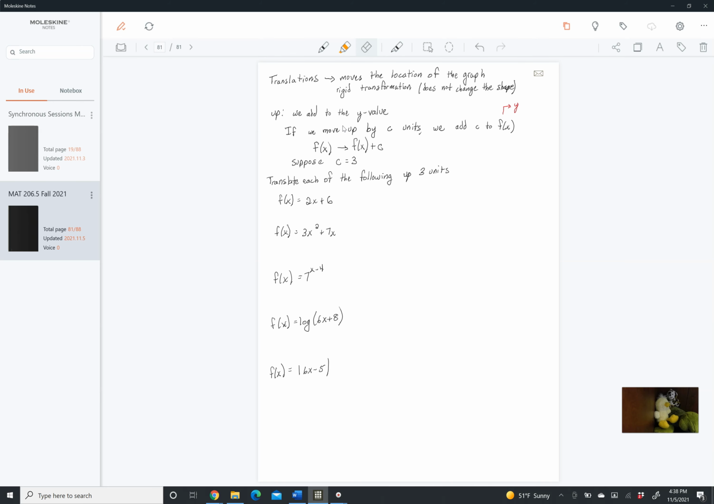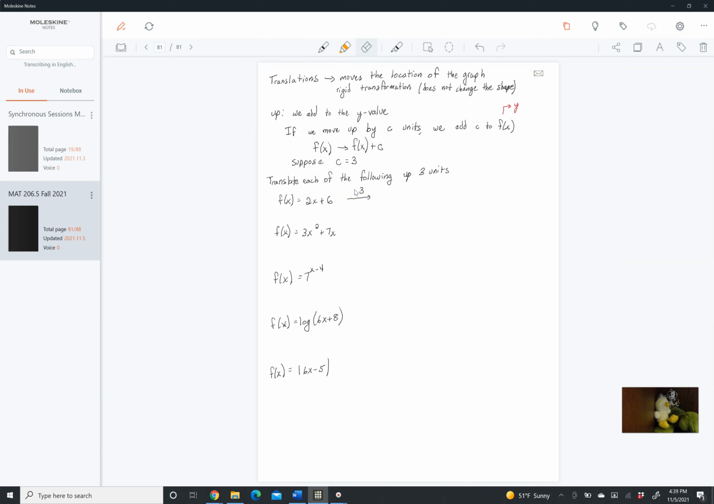And the reason why I'm giving you all of these different types of functions is that I want you to understand that what you do for one function is exactly the same as what you do for another function. So we're going to translate each of these up 3. I'm not going to show you the notation yet for translation. We're going to do that a little bit later.